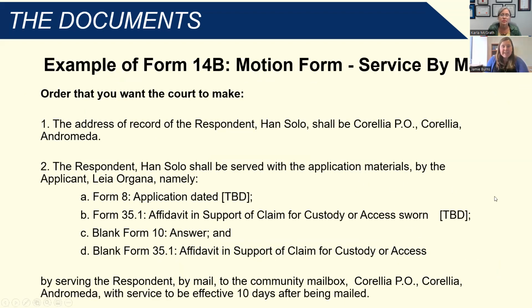And so here is an example of a Form 14B motion form. This is, with a few words changed and addresses changed, what we would have submitted in Judy and Sean's case for the motion form, just as an example for you.